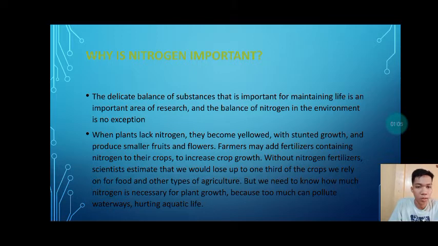Without nitrogen fertilizer, scientists estimate that we would lose up to one-third of the crops we rely on for food. Other types of agriculture exist, but we need to know how much nitrogen is necessary for plant growth because too much can pollute waterways, hurting aquatic life.